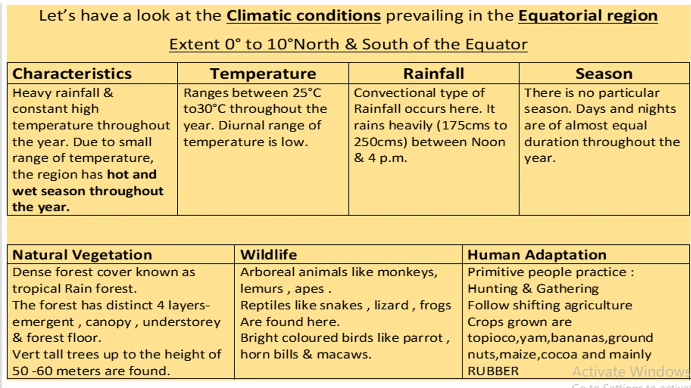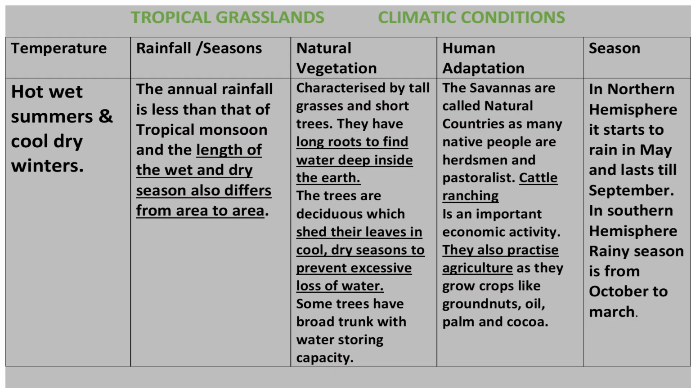Now these are the climatic conditions, characteristics, temperature, rainfall, season, natural vegetation, wildlife and human adaptation of the equatorial region. Then we had discussed tropical grasslands also, and the climatic conditions as well as the human adaptation, vegetation and season. So just have a quick look at it.